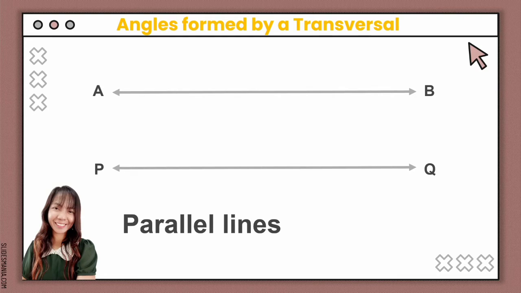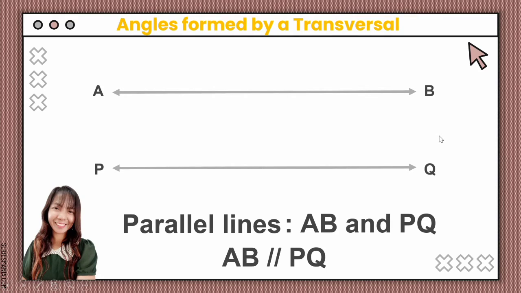So the parallel lines AB and PQ. Again, this is how you're going to write the line, with the symbol: line AB and line PQ. They are parallel lines. They never meet and the distance of one line to another line is equal, or from one point to another point on the lines.